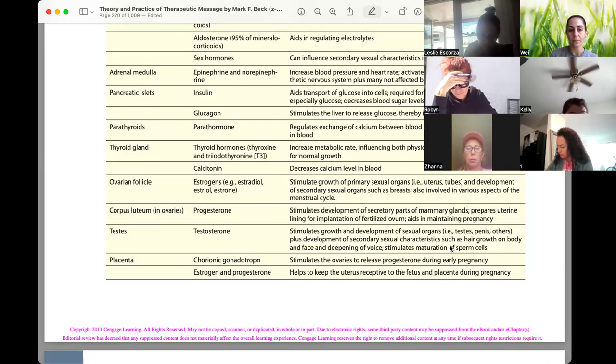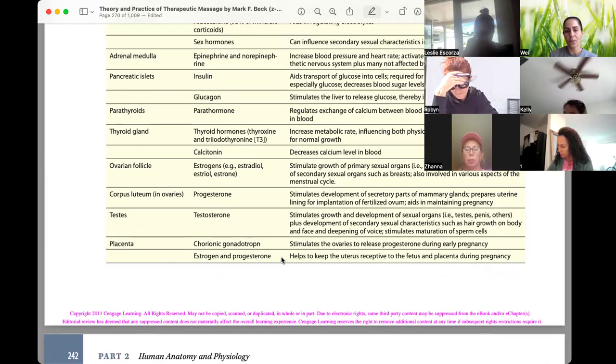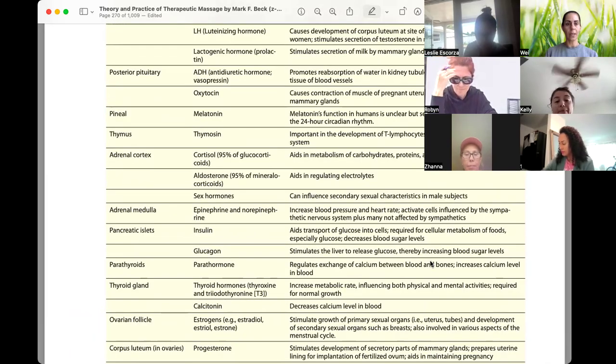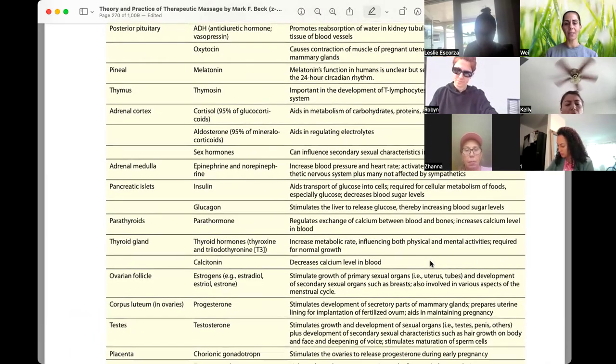Placenta, of course, only in women, and that stimulates the ovaries to release progesterone during early pregnancy. So of course it's there, it's planted because of the pregnancy, and to keep the uterus connected with the fetus during pregnancy for nutrition, all that stuff. Cool. So we have all of these down on flashcards, hopefully.